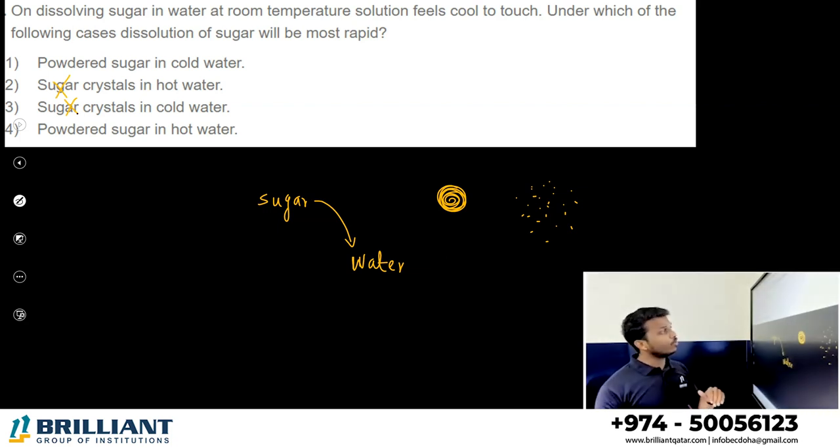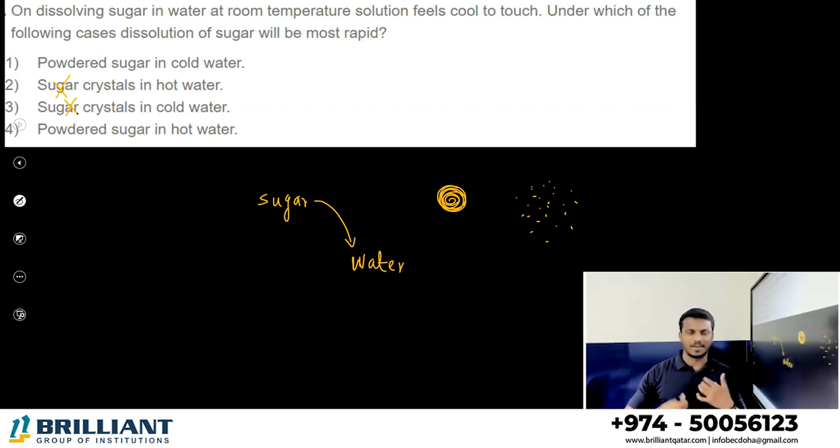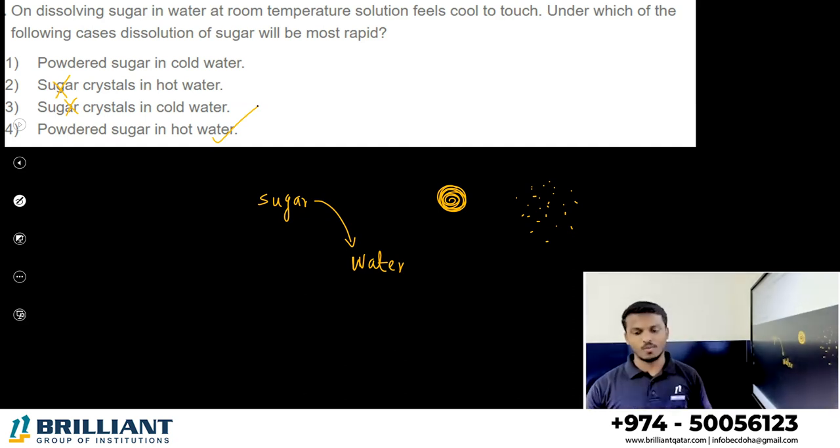And in cold water or hot water? Definitely hot water, right? Hot water makes the kinetic energy of the particles greater, reactivity more. As the temperature increases, the reactivity rate increases. So the best method is which one? Powdered sugar in hot water can make more dissolution of the sugar in water. Let's go to question number 3.